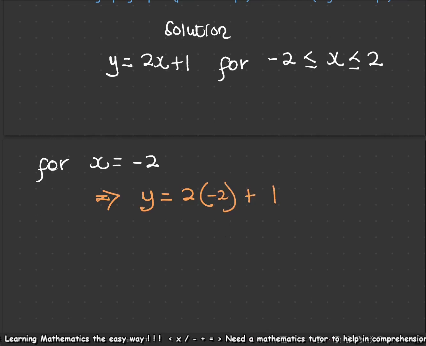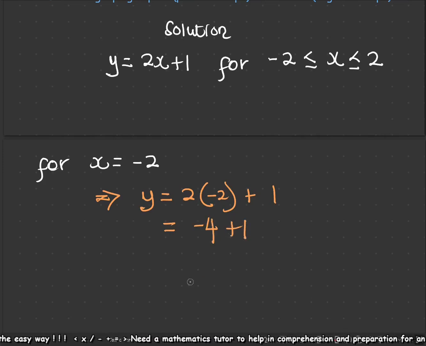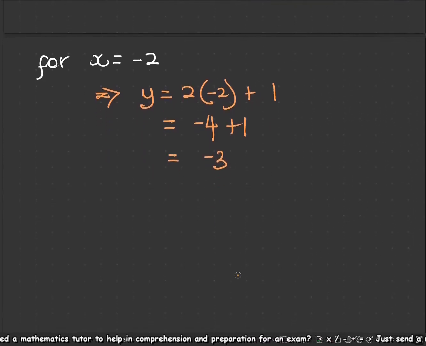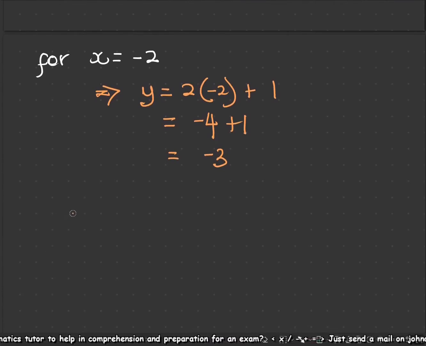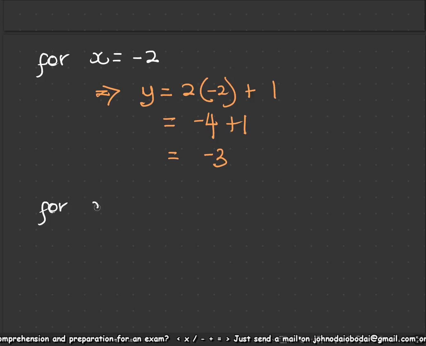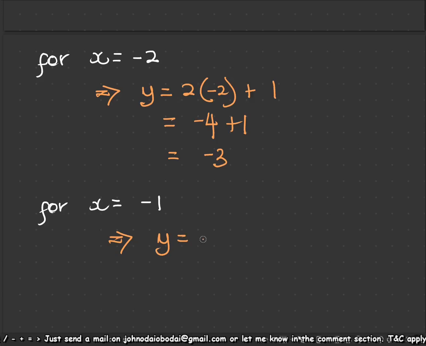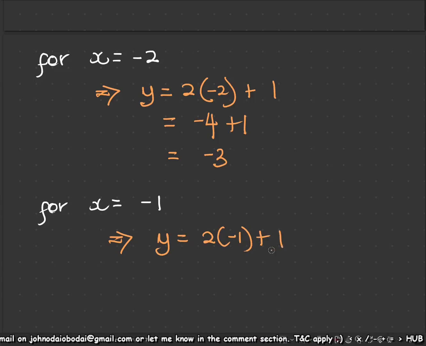Upon simplifying, we have -2 times -2 gives us -4, plus 1. -4 plus 1 gives us -3. So we have our first set of points. Then we go to the next value of x. So from -2, we go to -1, and we say it implies that y is equal to 2 into bracket -1, plus 1.